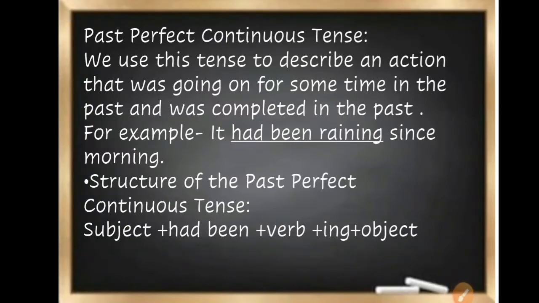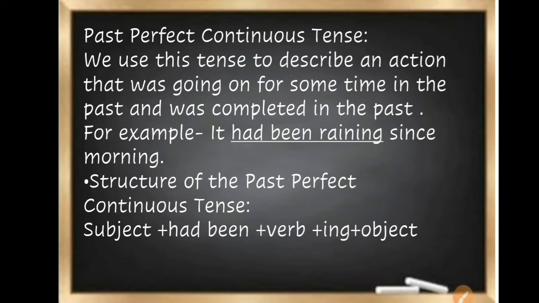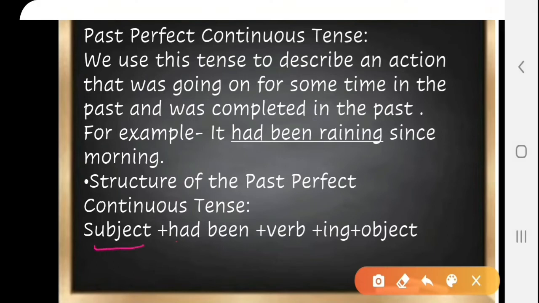Past perfect continuous tense. We use this tense to describe an action that was going on for some time in the past and was completed in the past. For example, it had been raining since morning. So, this shows that action was going on for a long time but was completed in the past itself. Structure of the past perfect continuous tense. Subject plus had been plus verb plus ing plus object.